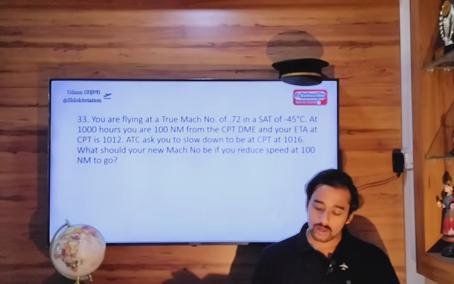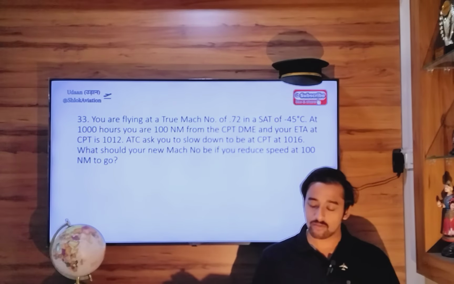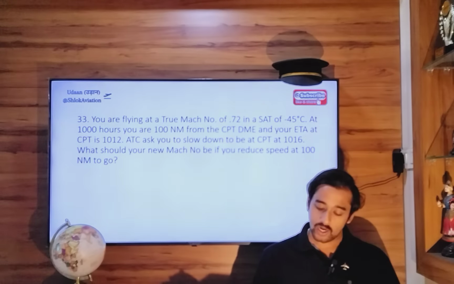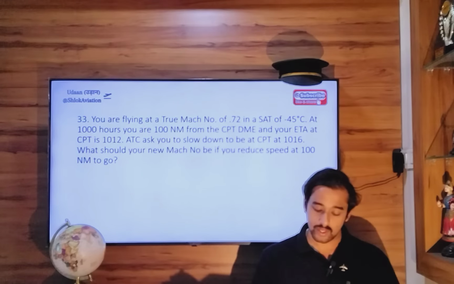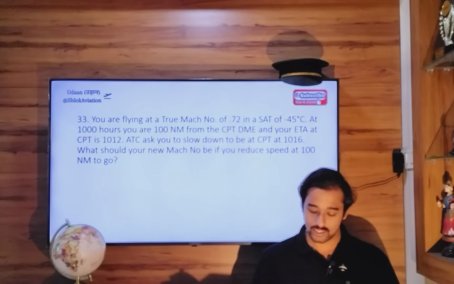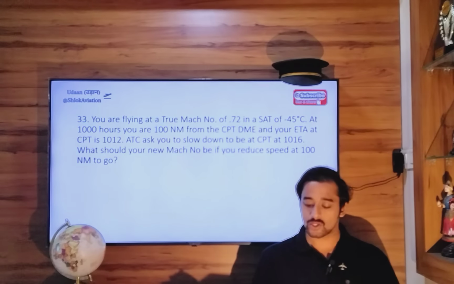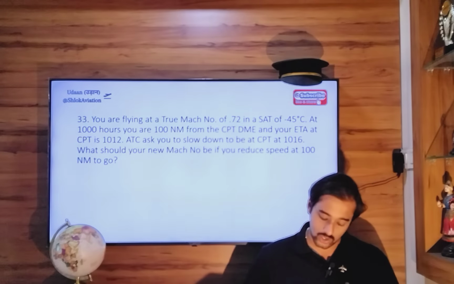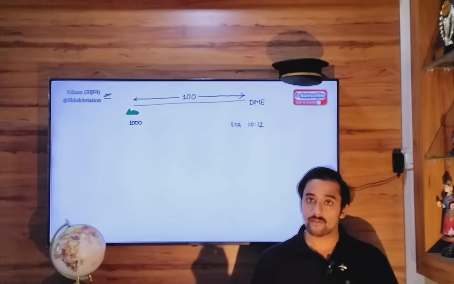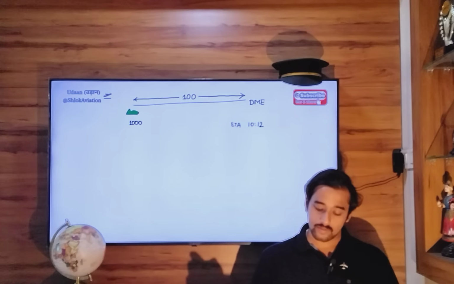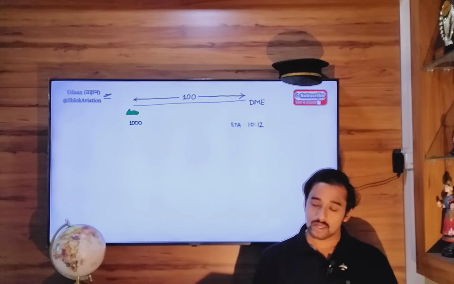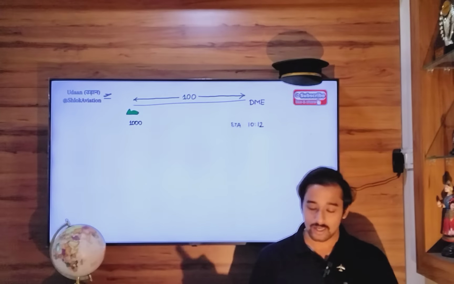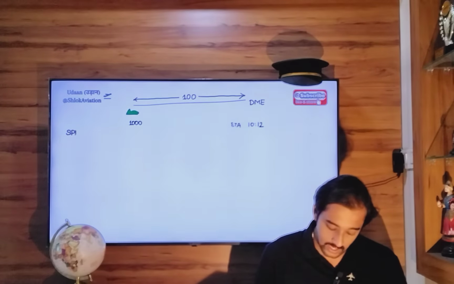You are flying at a true Mach number of 0.72 in a static air temperature minus 45. At 10 o'clock, you are 100 miles away from a DME station and your estimated time of arrival is 10 hours 12 minutes. ATC has asked you to slow down so as to be at DME station at 10:16. What should your new Mach number be if you reduce speed at 100 miles to go?